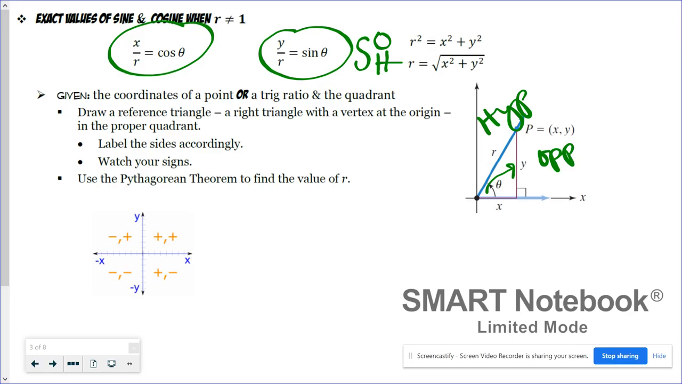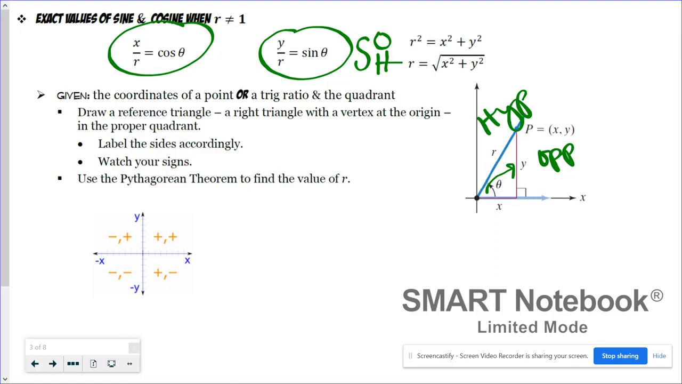Before, we would usually be given a right triangle with 2 or 3 sides on it, and we could easily just look at the right triangle and say, oh, sine is the opposite over the hypotenuse, and it's these 2 numbers. But here we're on the unit circle, so we're going to have to find r. If you're given the coordinates of a point on the unit circle, that means you know x, you know y, but you don't know what r is.